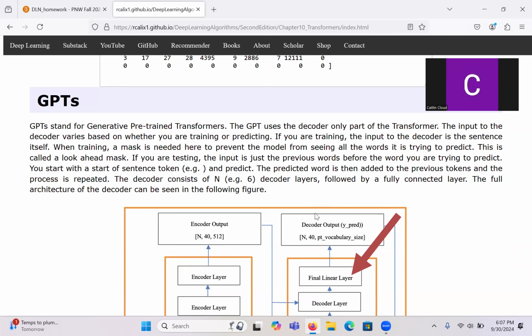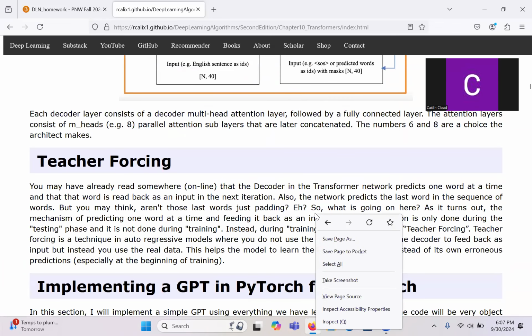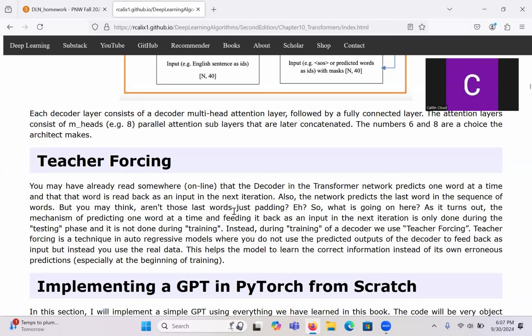In that case, we use this technique called teacher forcing, which is right here. I provided the definition of teacher forcing, so read through it, but in essence, make sure the data is accurate during training by taking the same sentence and shifting it. That's it.